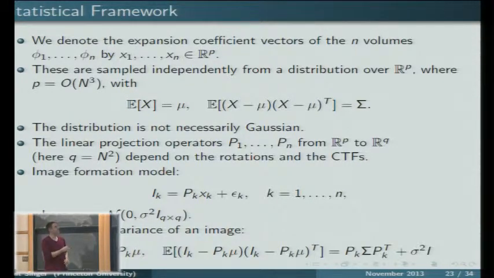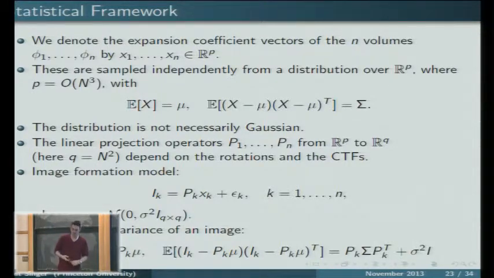So phi 1 to phi n, we have n molecules, and each one may be different. In the classical cryo-EM case, all of them are just the same. But now they may be different, and they are sampled from some distribution. You can think of it just as a distribution for the p-dimensional vectors, the vectors of the coefficients in the new basis.